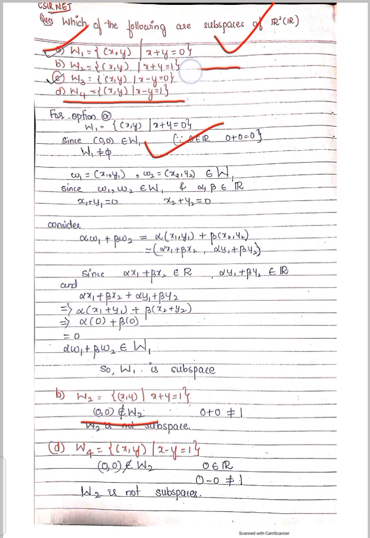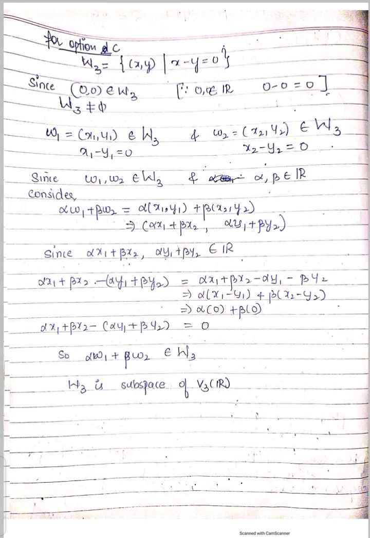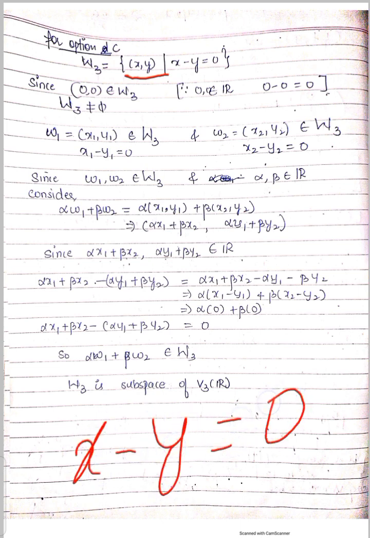Now similarly you can check the C3, it became a subspace. Let's check the third option, option C, that is W3, which contains ordered pairs which satisfy this condition. The condition is x minus y must be equal to 0. If I substitute the value of x as 0 and y as 0, 0 minus 0 is again 0. So the identity element is present in your W3.